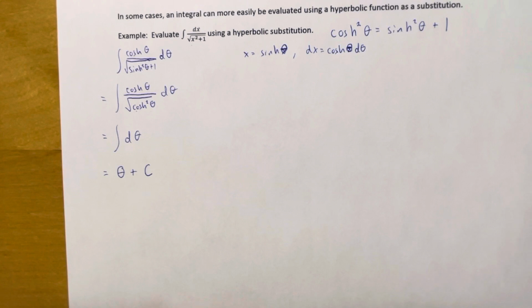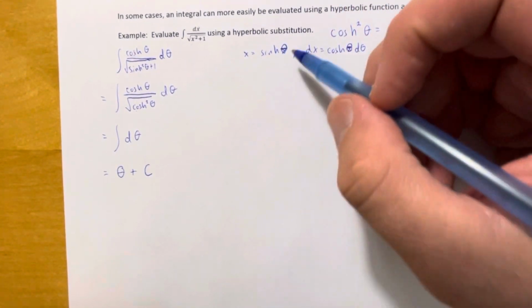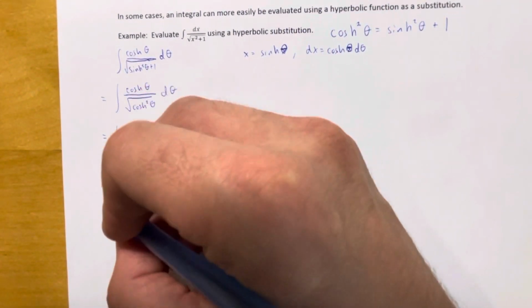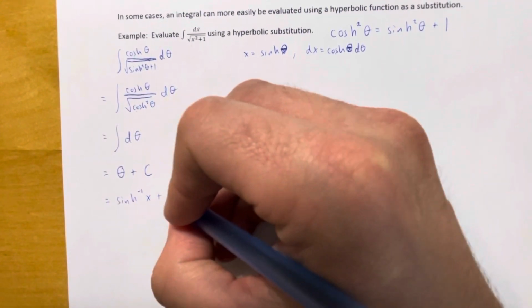Now I can't leave it that way because the function that I'm ending up with is in terms of theta, not x. So we have to convert back to x's. Now these are hyperbolic trig functions. I can't use a right triangle for these. But if I look up here, x was defined to be sinh of theta, which would imply that theta is equal to the inverse sinh of x. So I could write that theta as the inverse sinh of x.